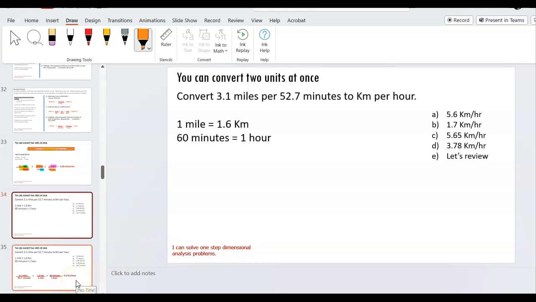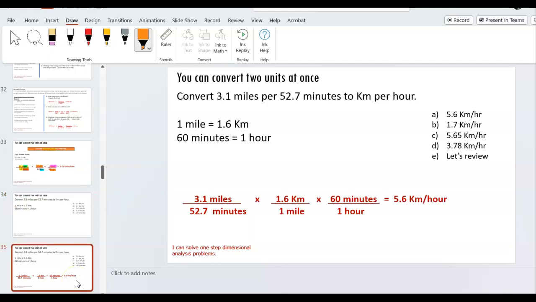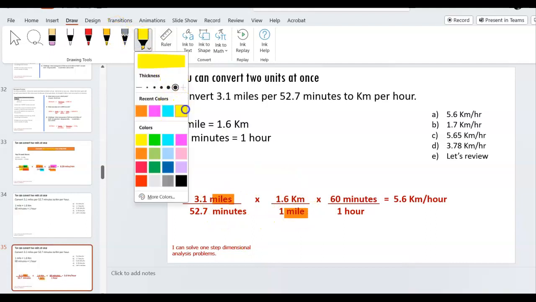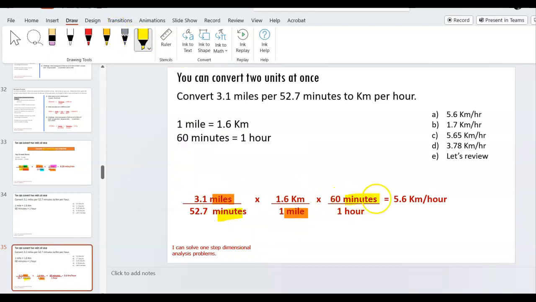Great, so I'm going to flip the slide. Here's a look at the answer. So miles are canceling here. Minutes are canceling here. Again, order doesn't matter. You just want to make sure eventually that they're canceling. And there's your answer.